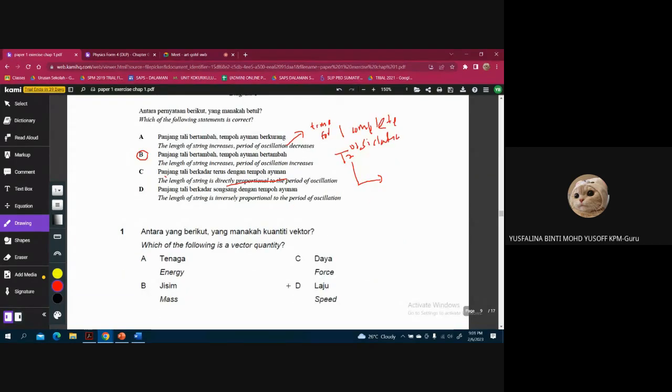Okay, which one is a vector? Vector is force. Energy doesn't have a direction. Mass is a scalar, no direction. Speed is a scalar. If they said velocity, then vector.